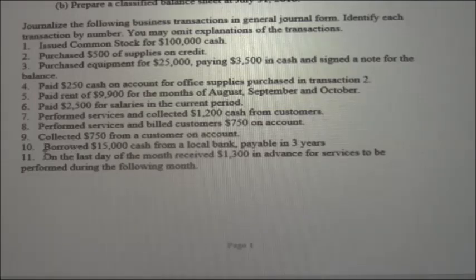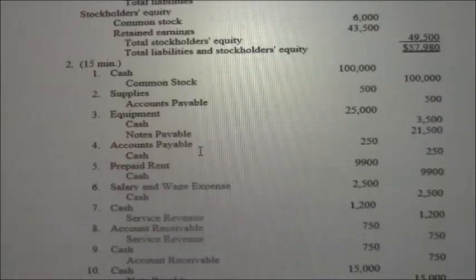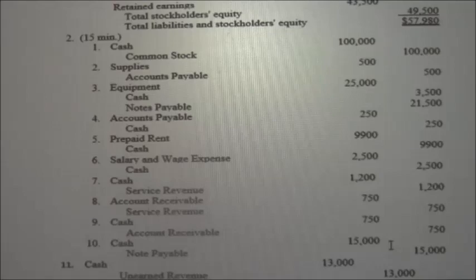Let's go to number 10, and it says you borrowed $15,000 cash from a local bank, and guess what else they did? They say what? Payable in what? Accounts payable. But if it's in 3 years, what does that mean? And let's go down there and see that transaction. I know we're going down here to the journal entry. It's going to be a note. You see that note? Because we went to a bank and we borrowed money.